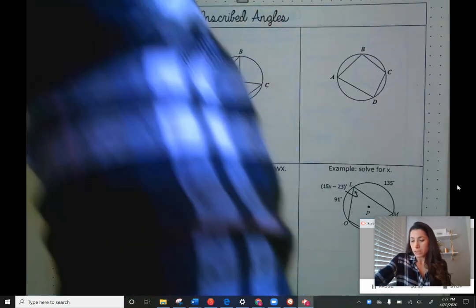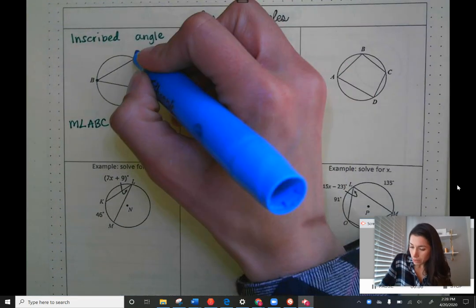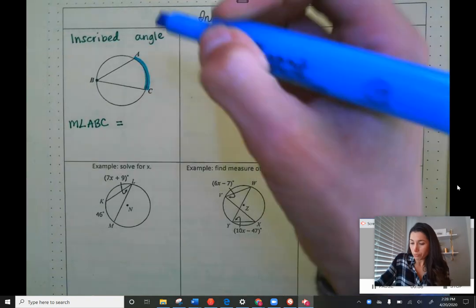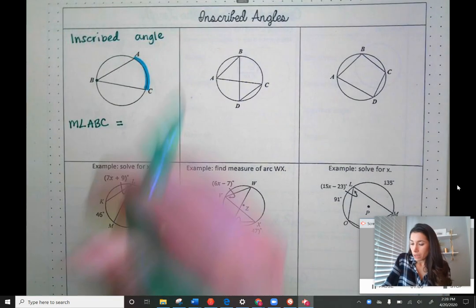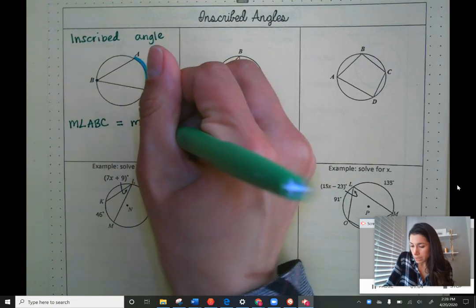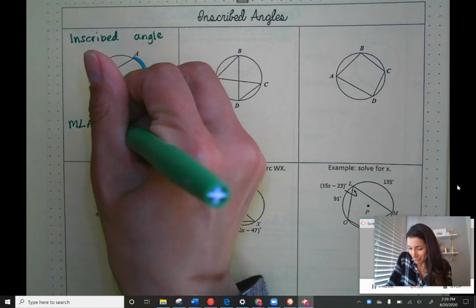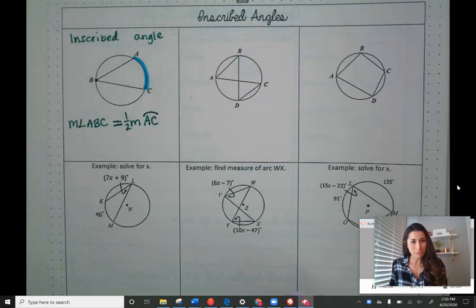We would say that it is equal to half of whatever its arc is equal to, which is also the central angle. So we could say it's half the measure of arc AC. I'm sorry, I didn't put half in front of that. Half of AC. I said half, I just didn't write it down.